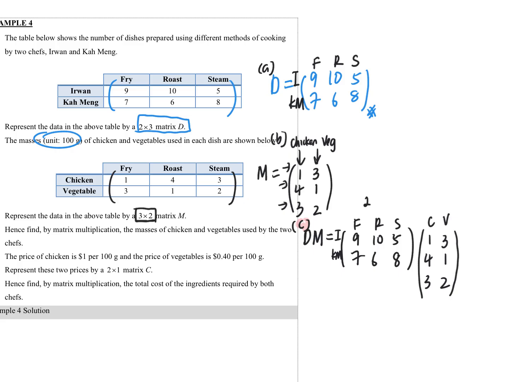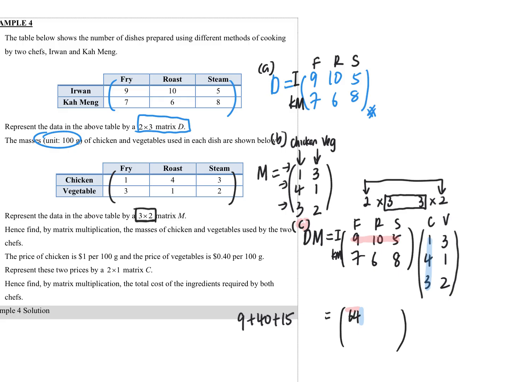So we check. This is a 2 by 3, this is a 3 by 2, so this matrix multiplication can happen, and my final answer is a 2 by 2. So I ask myself, horizontal times my vertical, so the red one times the blue one. This is my first entry. So I go and check. 9 times 1 is 9. 10 times 4 is 40. 5 times 3 is 15. So I get 64 for the first entry.